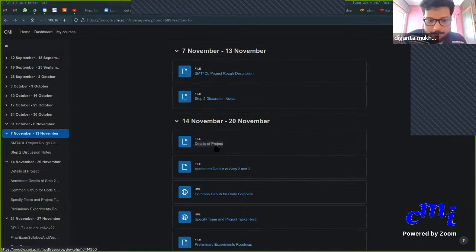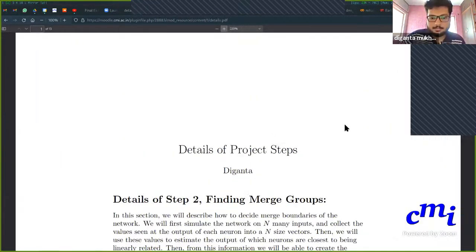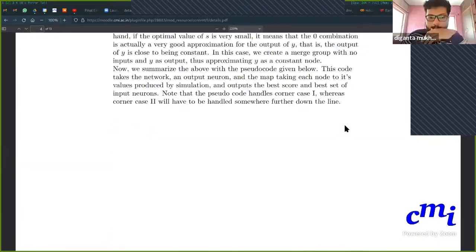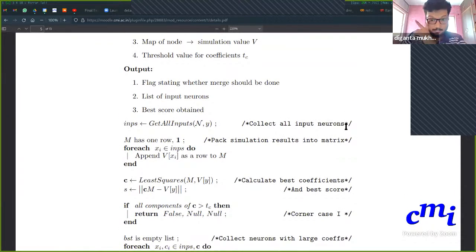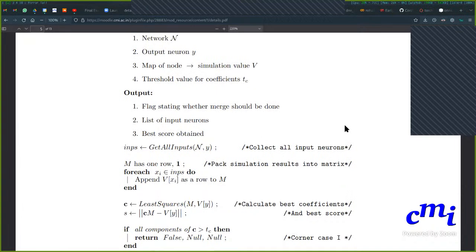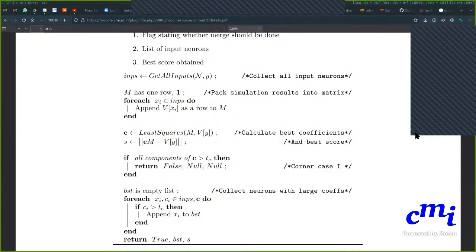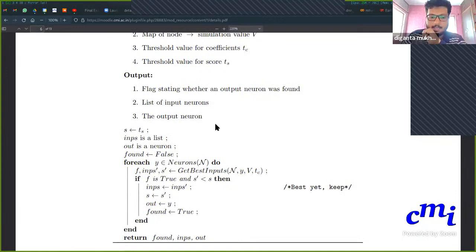Yeah. Is this visible? Yeah. This is certainly, yes. So algorithm 1 is going to just be the least square application, the least square one. And you have to just repeat algorithm 1 to get the scores. That's all. Then finding the best output neuron is basically just iterating on algorithm 1. There's nothing much here at all.